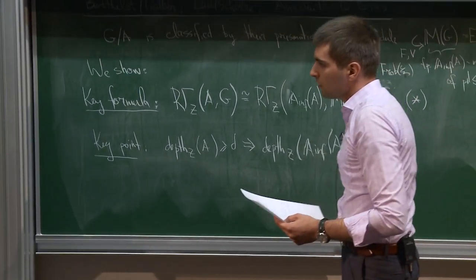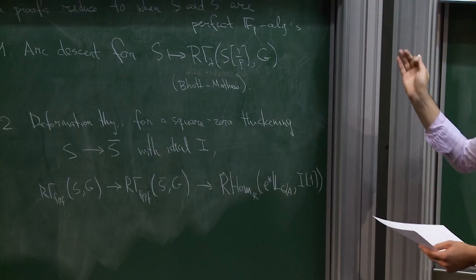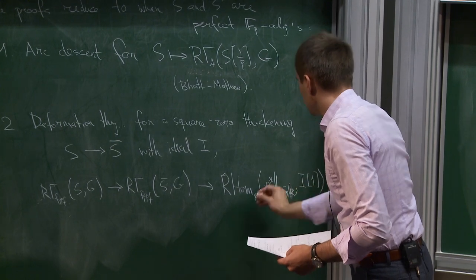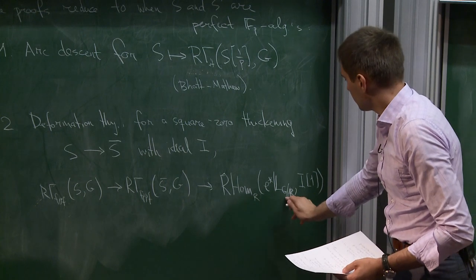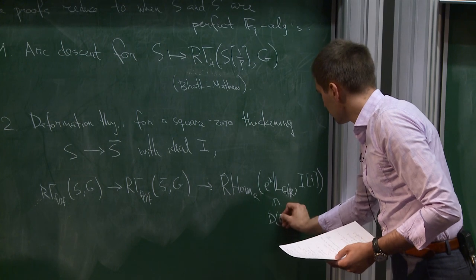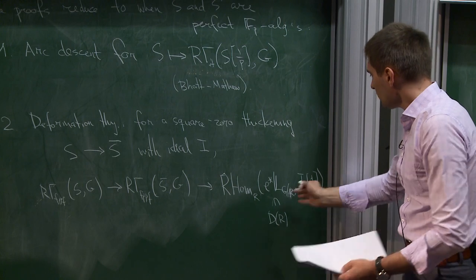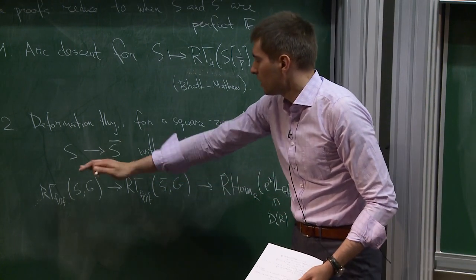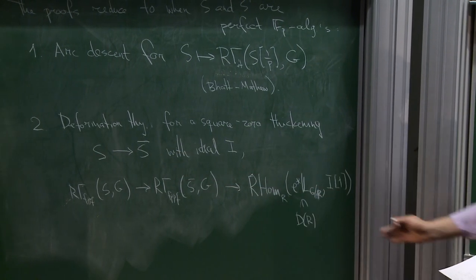Sorry? Over R. R is my base, fixed base. Sorry, this should also be R. I mean, I could also write over S. This is somehow an object in the derived category of R-modules, because my group scheme is defined over my base ring R. And I write it in this way so that I don't have to discuss, I mean, S will be a simplicial ring in the end, and so I don't really want to get into what is R-Hom over a simplicial ring.